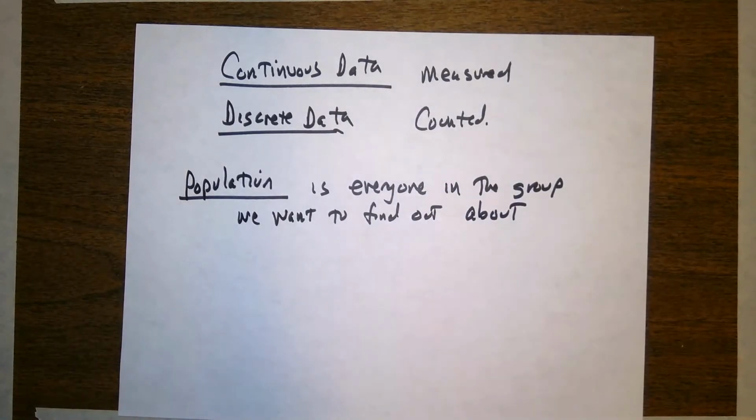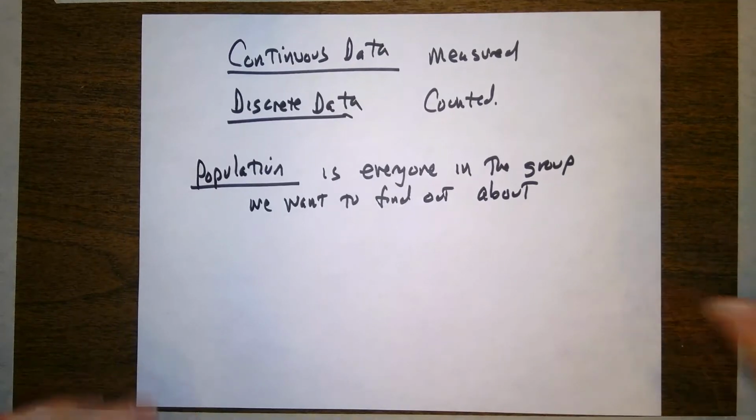So if we're talking about high school students at a particular school, it would be all of those high school students. If we're talking about finding data on the average salary by women between 20 and 29 in a specific state, then that population would be every single woman between 20 and 29 in that state. So the population is everybody in the group that we're interested about.